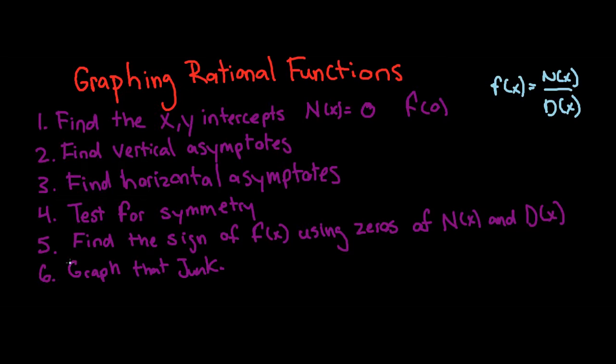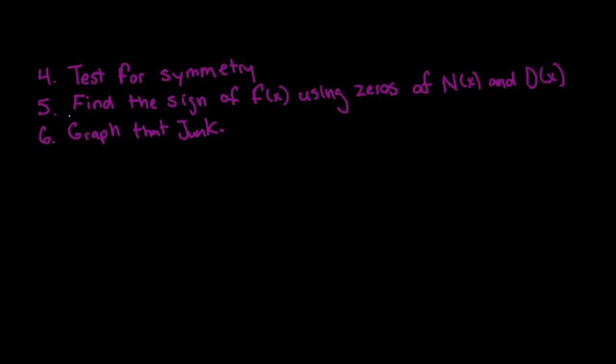What we're going to do is make a chart, and we're going to divide it up using the zeros, and we're going to find out if the function values are positive or negative, so we can know if the graph is above the x-axis or below the x-axis. It'll make a lot more sense to explain this using an example, and I will do that. And then after we've gotten all that information, we just graph that junk. So let's use an example.